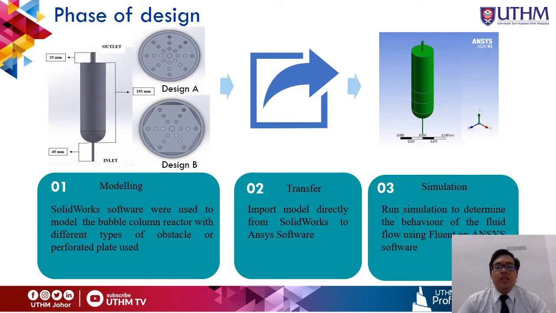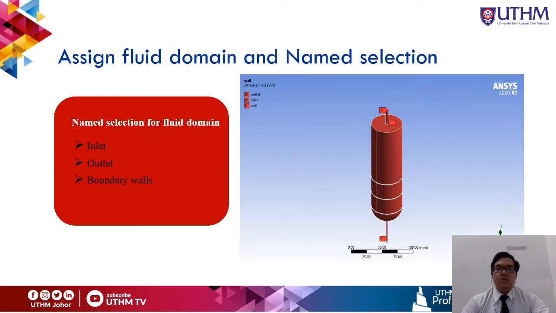Then the next step is transfer, in which we import the model directly from SolidWorks to ANSYS software. The last step is the simulation, in which we run the simulation to determine the behavior of the fluid flow using Fluent on ANSYS software. Next, assign the fluid domain and name selection. There are three name selections for the fluid domain: inlet, outlet, and boundary wall, which can be seen in the figure.